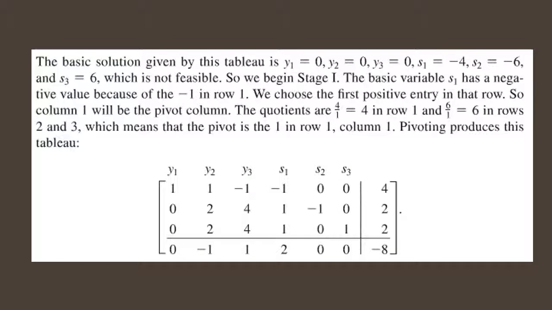Okay, I think this is saying pretty much what I just said. Let's see, we're going to work with the basic variable S1 because it has a negative 1, and we're going to choose the first positive entry. So column 1 will be the pivot column, and after doing the quotients, we're going to find that we're going to use row 1, column 1, and when we do our first pivoting, here's what we get. Well, that took care of one of them. Now we've still got a negative in S2.